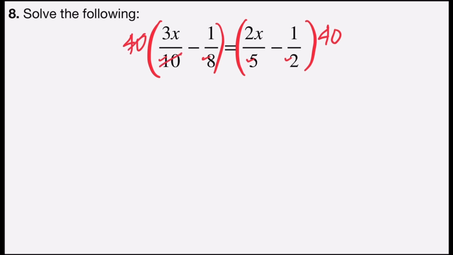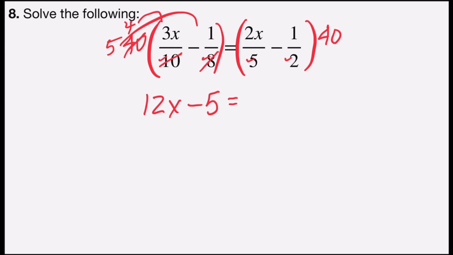10 divides into 40 4 times. 4 times the numerator, 3x, is 12x. Minus 8 divides into 40 5 times. 5 times the numerator, which is 1. 5 times 1 is 5. So the left side says 12x minus 5.